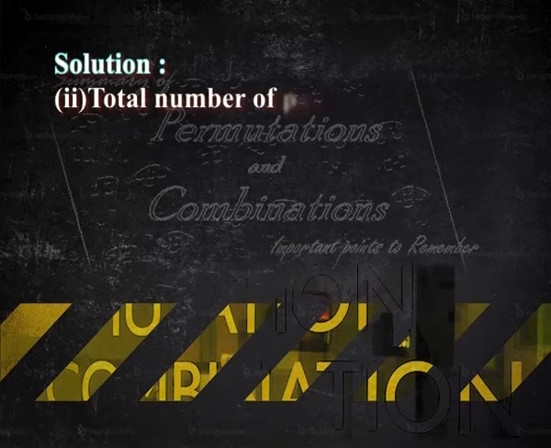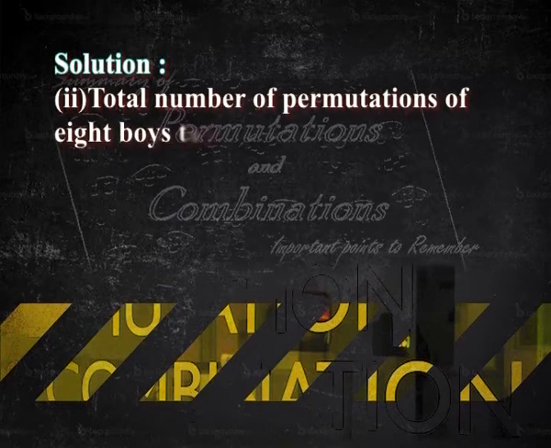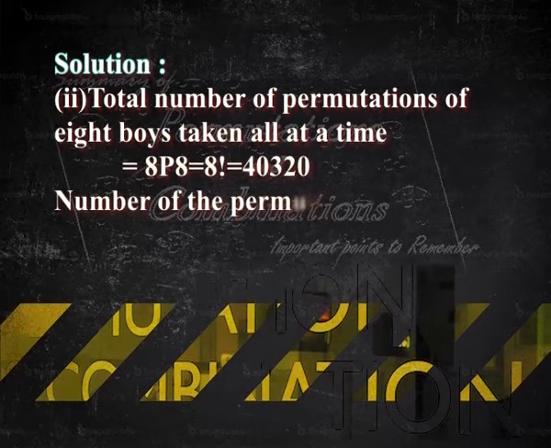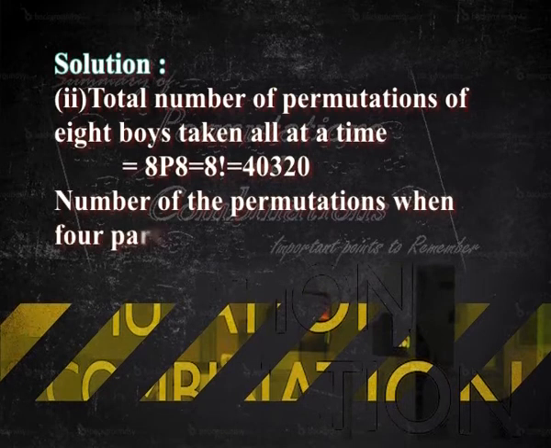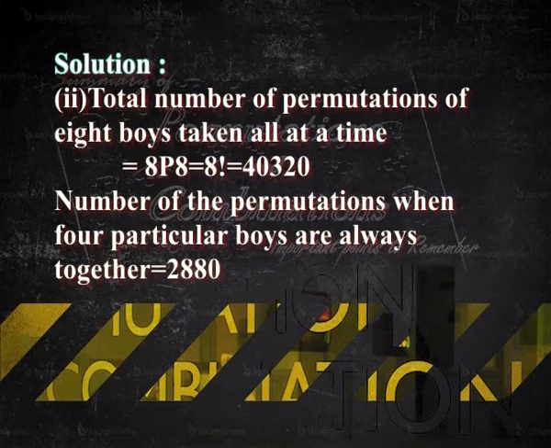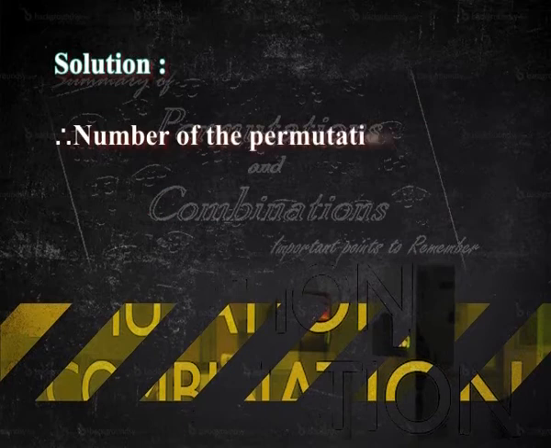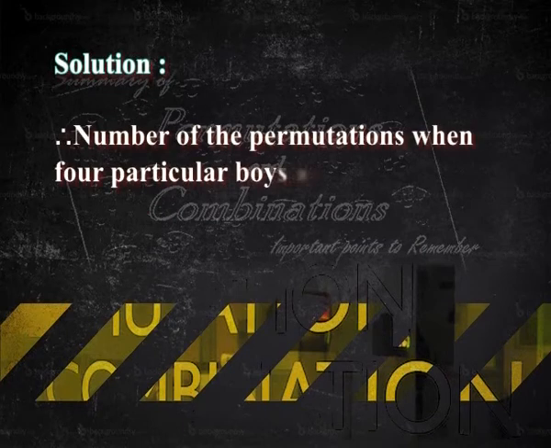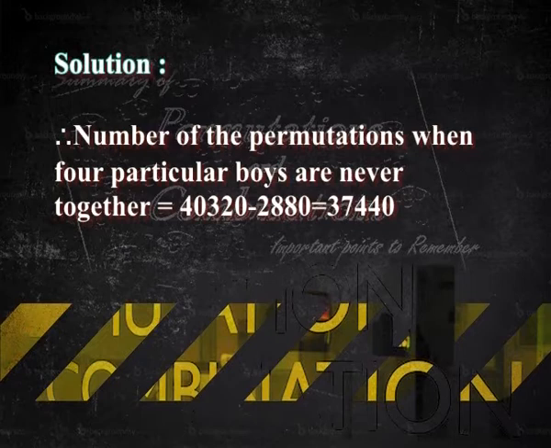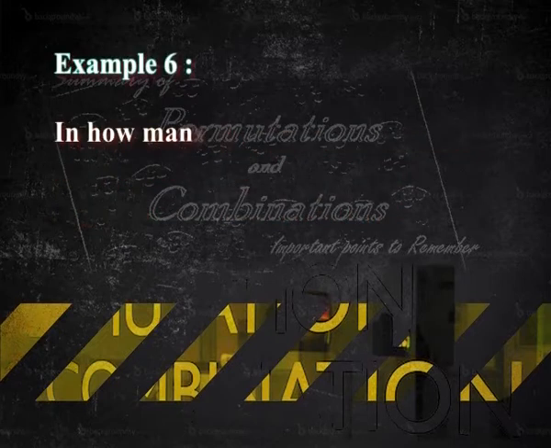Now the second part of the solution. The total number of permutations of 8 boys taken all at a time is given by 8 permute 8, which is equal to 8 factorial, which is equal to 40320. Now the number of permutations when 4 particular boys are always together is 2880. Therefore, the number of permutations when 4 particular boys are never together will be 40320 minus 2880, that gives you 37,440.